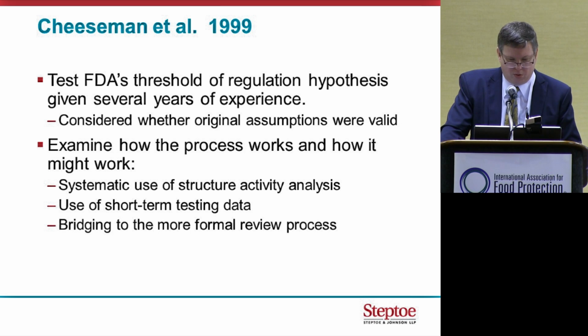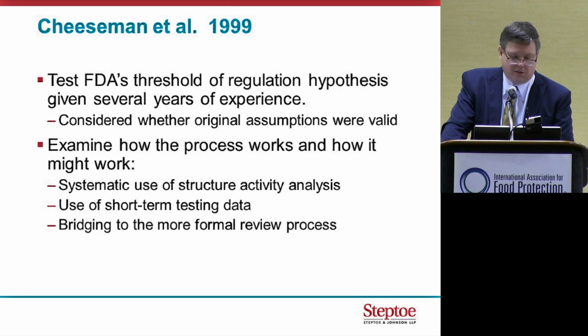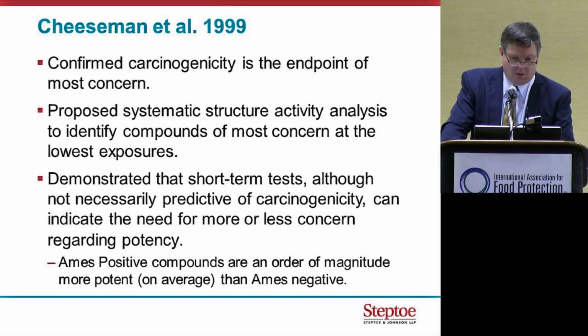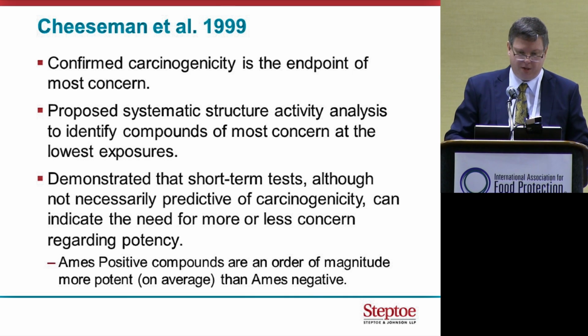And that paper proposed an approach based on structure activity analysis derived from our analysis of the distribution of compounds that had been extracted from the carcinogenic potency database. So as it turned out, one could make statements about the likelihood for given structural classes being more potent than others. Let me move on from this.